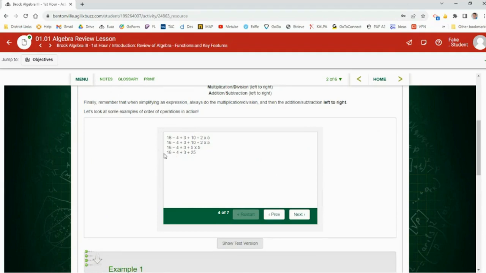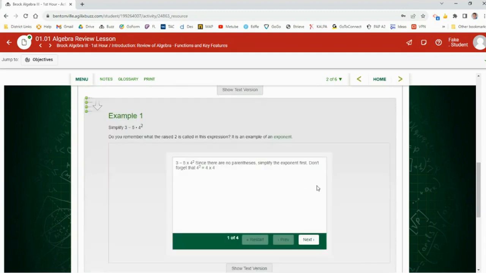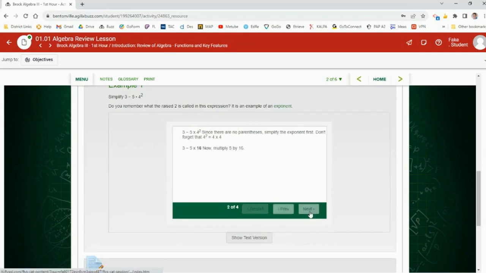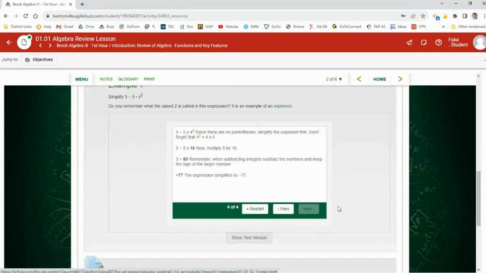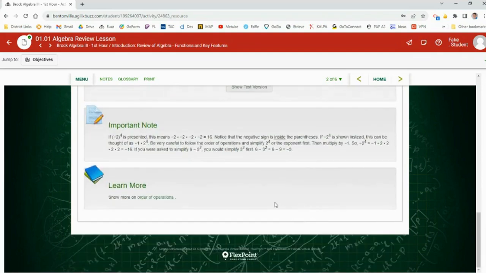Now everything's just addition and subtraction, so you just go left to right. 16 minus 4 is 12. Then 12 plus 3 is 15. And then 15 plus 25. So it all equals 40. They have some more examples down here that you can go through. There are 4 screens there to show you how to step through that. Again, I'm not going to go through all that with you. You need to look at your lessons here in Buzz, but we're going to work some examples together.